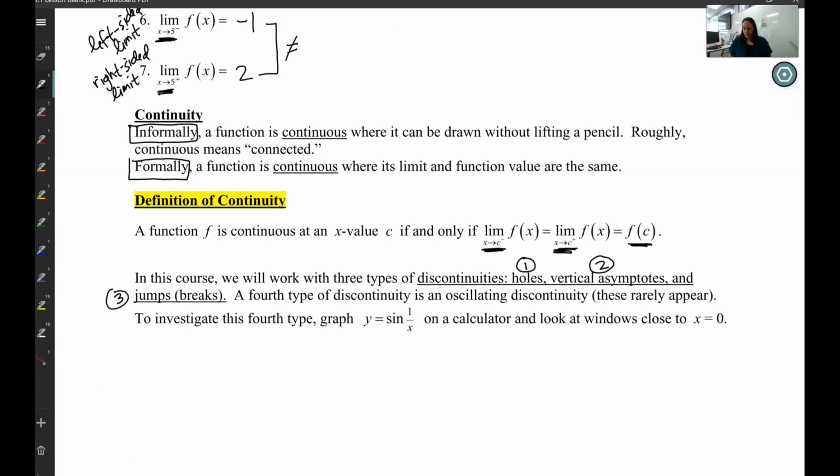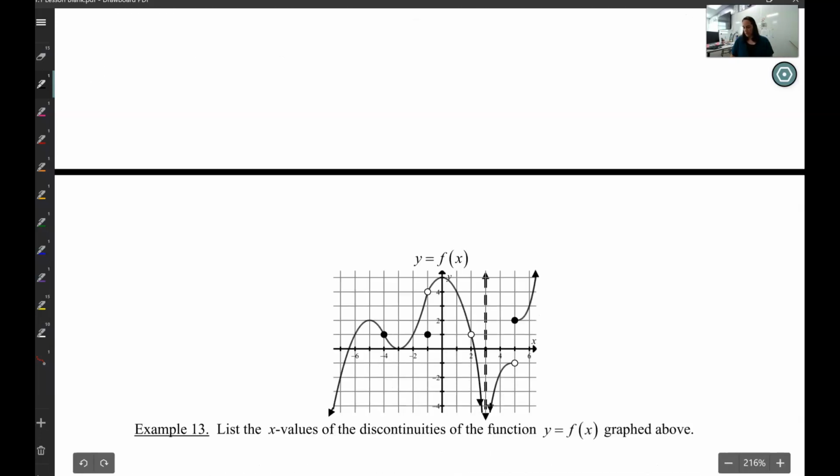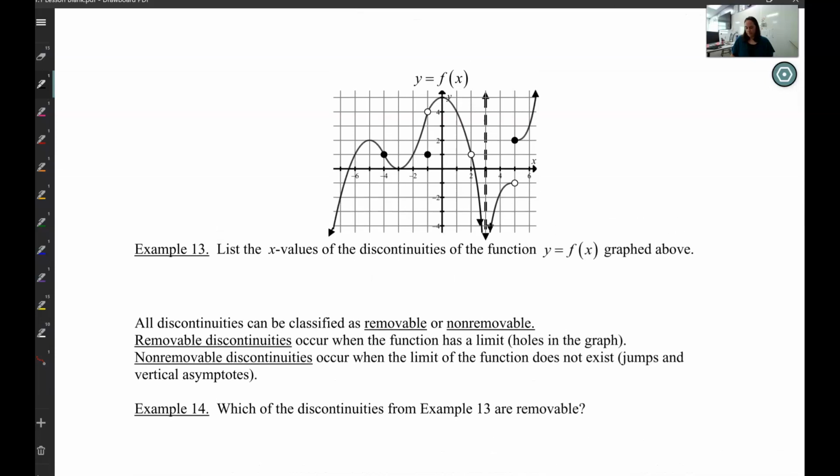We do have a fourth type, which is an oscillating discontinuity, but it very rarely happens. One example is sine of 1 over x, which you can look at on your calculator as you get closer and closer to x equals 0. It does some weird stuff. So we won't talk about that one a whole lot right now.